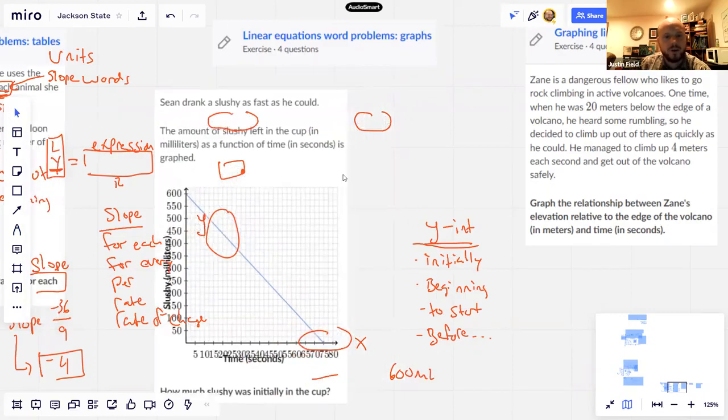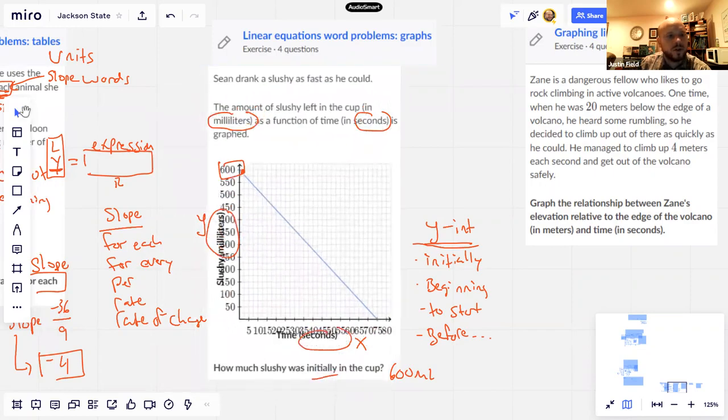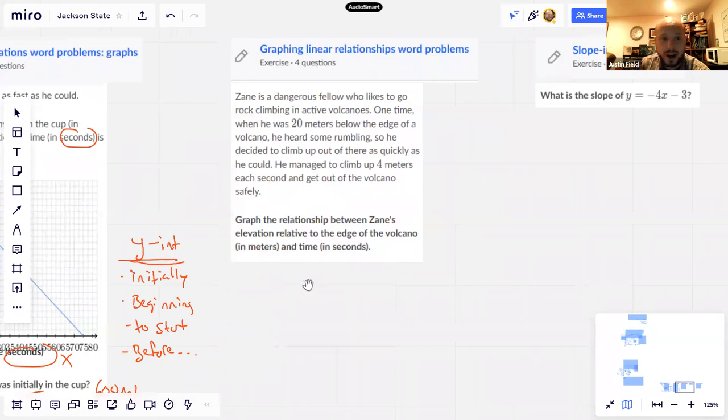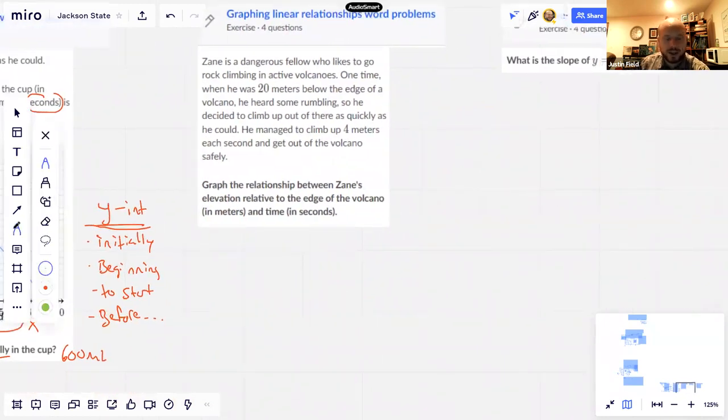All right, so word problems. Now this one, we're gonna have to sketch a graph. And so we're gonna have to label the units. So let's read this. Zane is a dangerous fellow who likes to go rock climbing in active volcanoes. Okay. One time when he was 20 meters below, sounds like negative 20. Below is a negative word. Below the edge of a volcano.